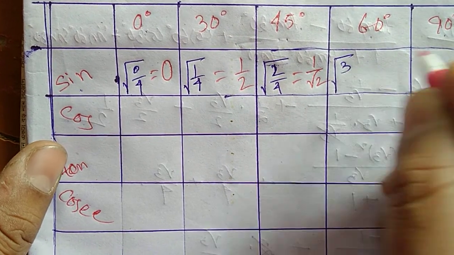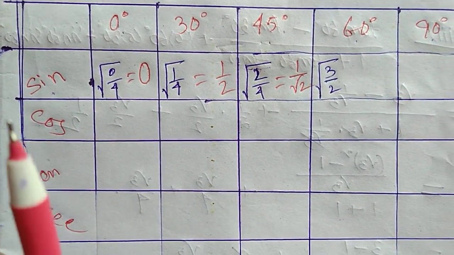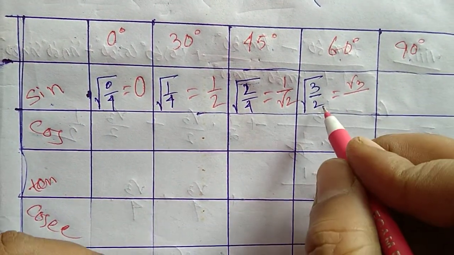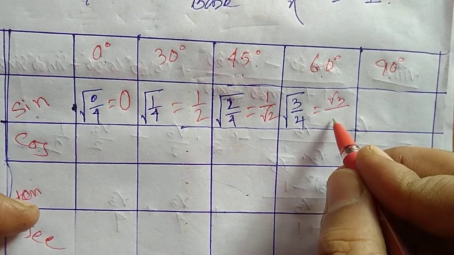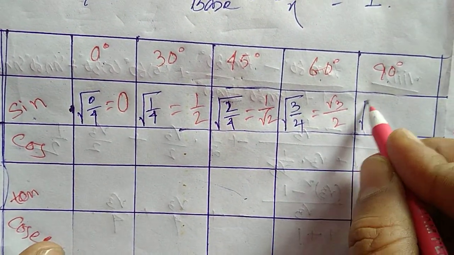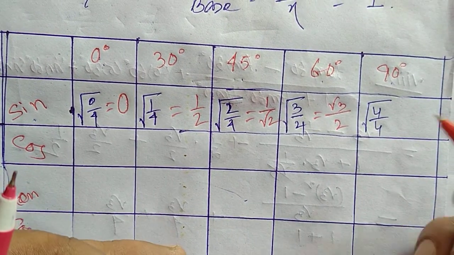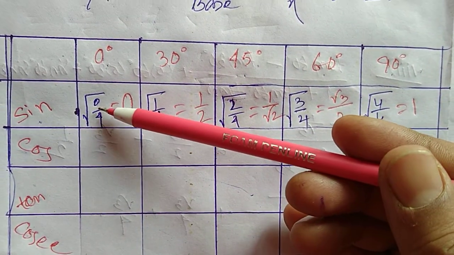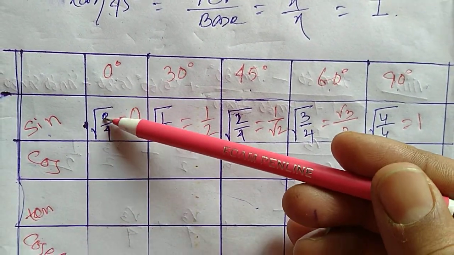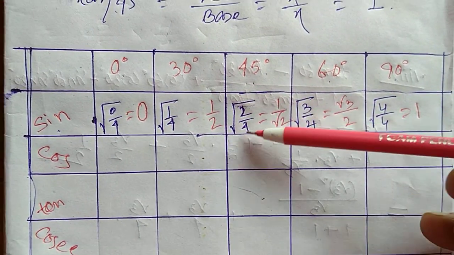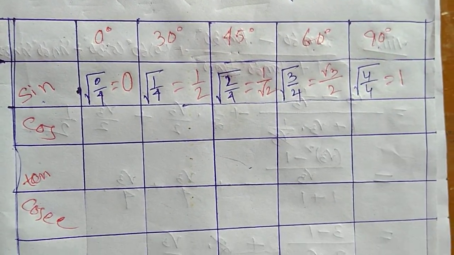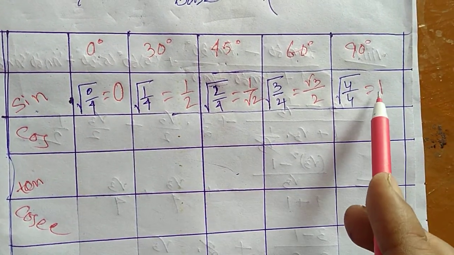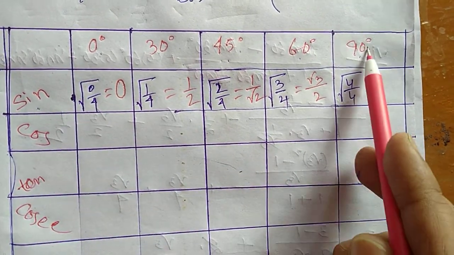Next, sine 60 degree is root 3 by 2. Root over 3 by 4 equals, we can write, root 3 by 2. And sine 90 is root 4 by 4, this equals 1, root 1 is 1. So everyone see that at first we find the sine, starting in this way: root over 0 by 4, root over 1 by 4, root over 2 by 4, root over 3 by 4 and root over 4 by 4.